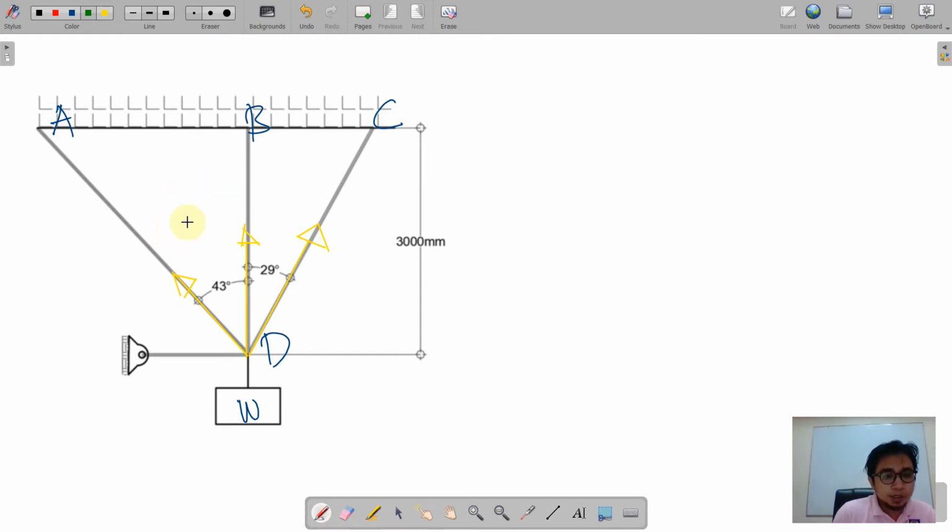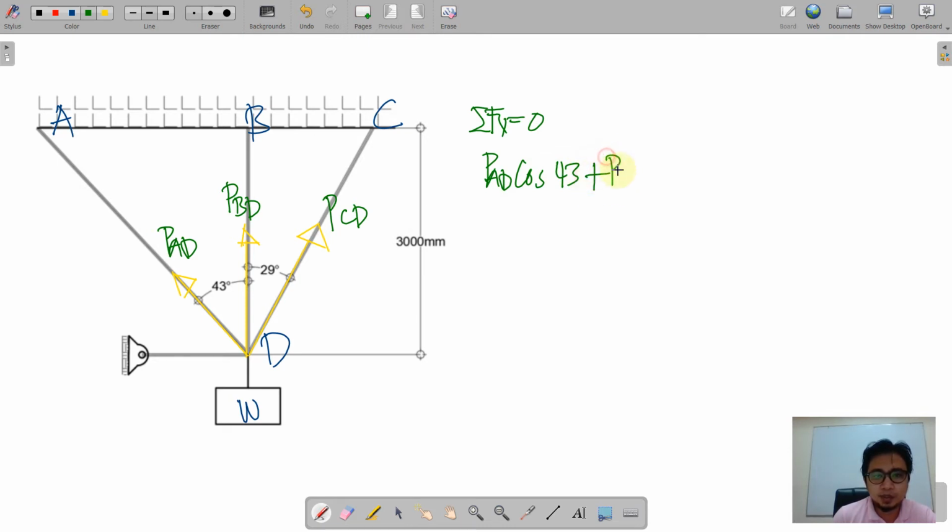So I'm going to label this as PAD. This is PBD, and this is PCD. Okay, so by summation of forces vertical, we have PAD going upwards. Of course, this is times cosine 43 plus PBD plus PCD cosine of 29 degrees, so minus W is equal to 0.